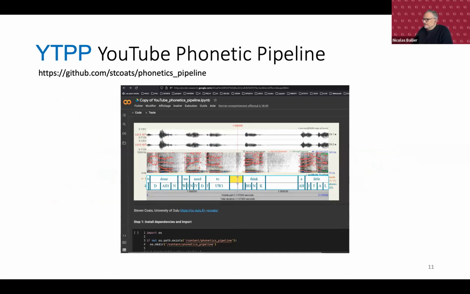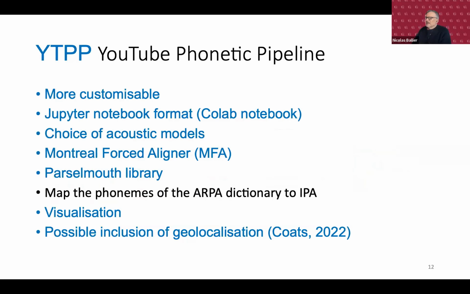The strategy is different. Here, the underlying technology is Jupyter Notebook, and you can see a screenshot here from Stephen's version of a Colab pipeline, so you can try the technology for yourself. It's more customizable because it has this ability of using the Jupyter Notebook. You can choose your acoustic models.